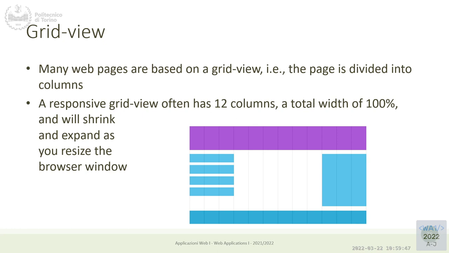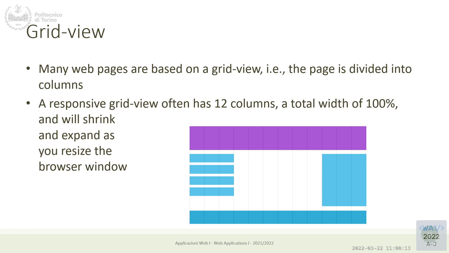So as we expand or contract the window of the browser, the resolution will change. And so any given element will occupy more or fewer columns according to the different sizes. We don't reason in pixels, we reason in breakpoints. So we'll call them large, extra large, small, medium, extra small. And the number of pixels will be decided by the library.